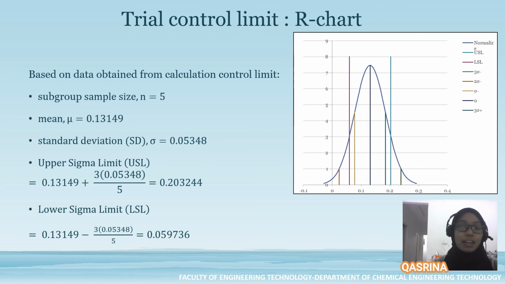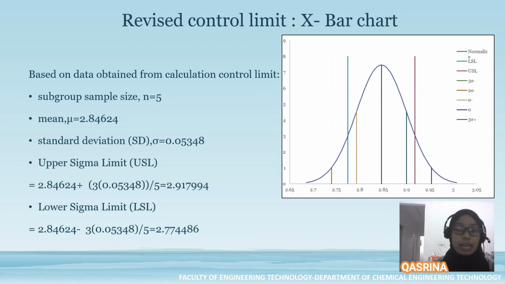Trial control limit R chart. In this slide, subgroup sample size is equal to 5, standard deviation is equal to 0.05348, which is obtained from the appendix. Next, the mean value stated has been obtained from the previous calculation, which is equal to 0.13149. Based on that, USL upper sigma limit and LSL lower sigma limit can be calculated and used in the normal distribution for the R chart.